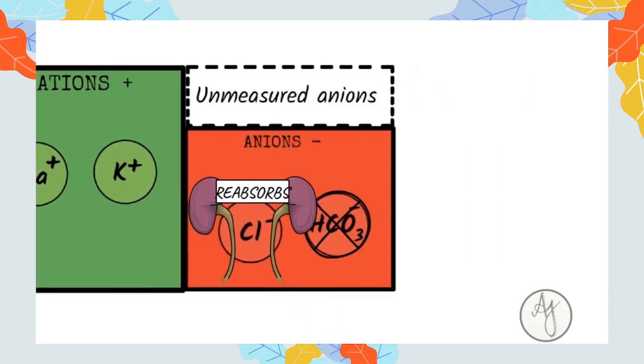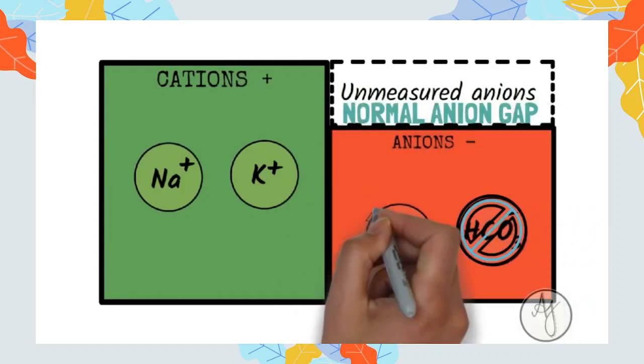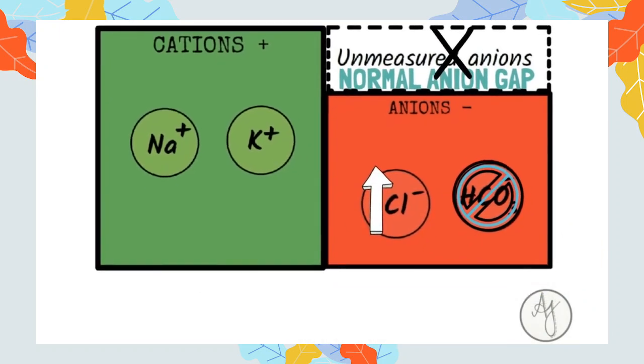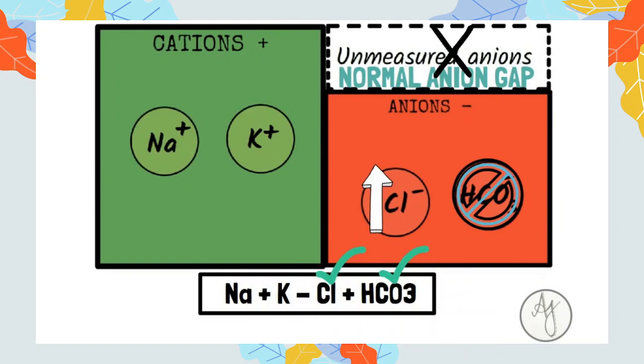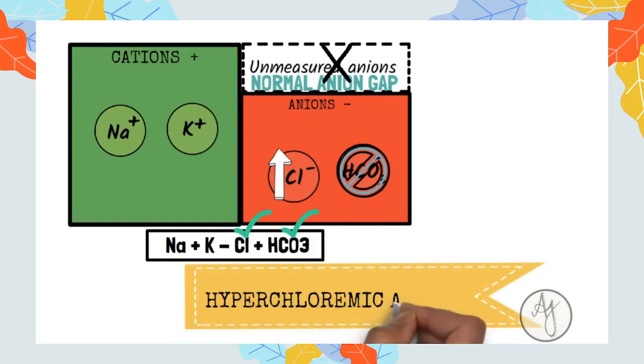So this is a normal anion gap acidosis because the loss of bicarbonate is compensated by chloride and not by some other unmeasured anion. Both bicarbonate and chloride are accounted for in our anion gap equation. So, in this case, it's also called a hyperchloremic acidosis because the loss of bicarb is compensated by an increased amount of chloride. In this case, the anion gap remains normal and the serum remains electroneutral.